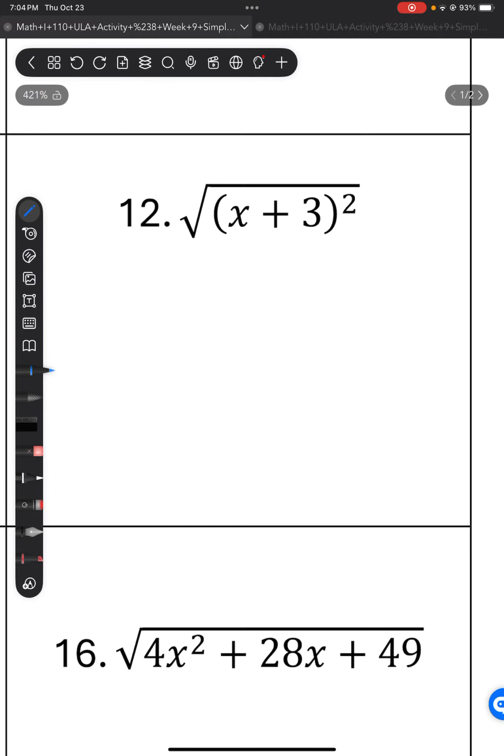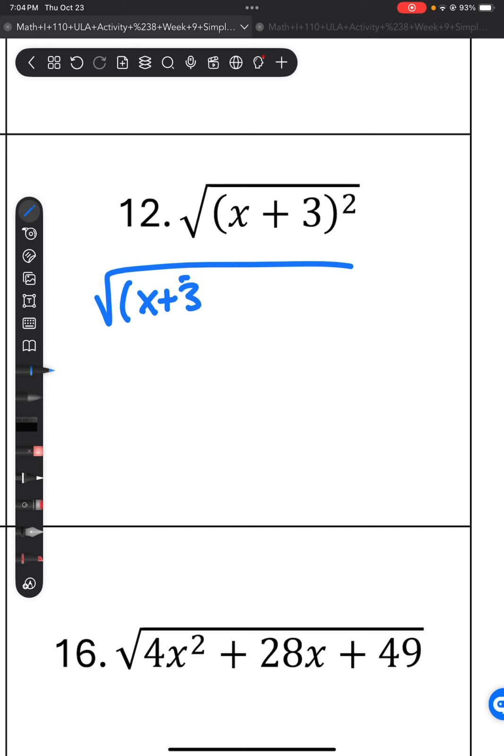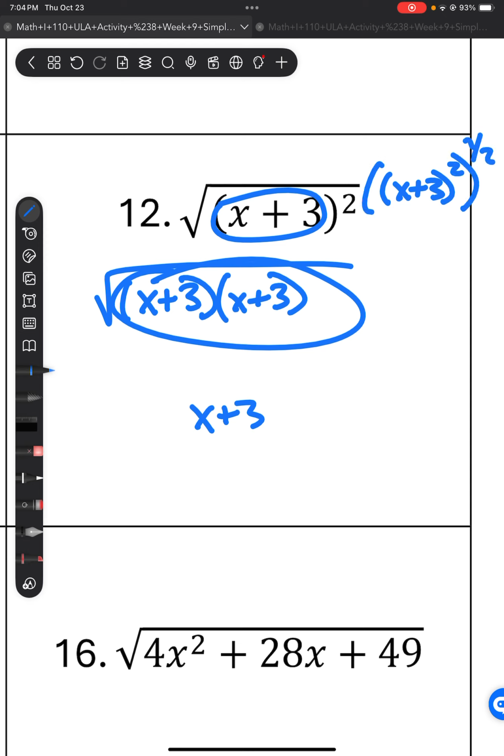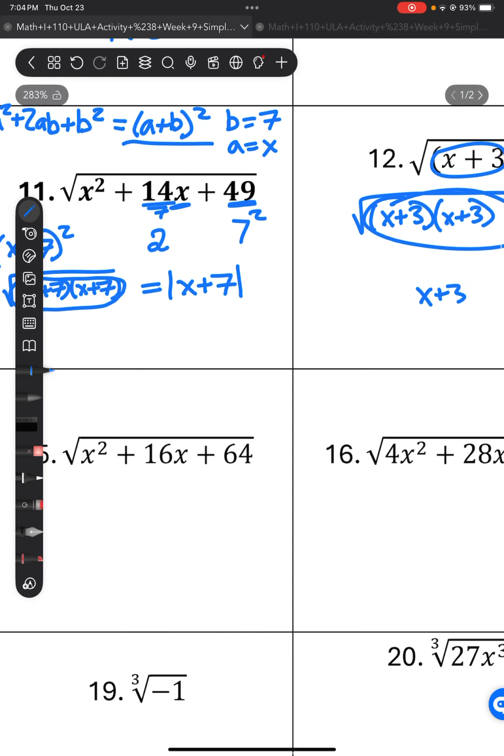All right, moving on, number 12. My strategy here is let's write this out. Oh, wait, look. Now we have a double, or a pair, of x plus 3. That just happens to be here, because this cancels out. If you remember, this is the same thing as a power, and 2 times 1/2 is 1. So that's where you're left with x plus 3.